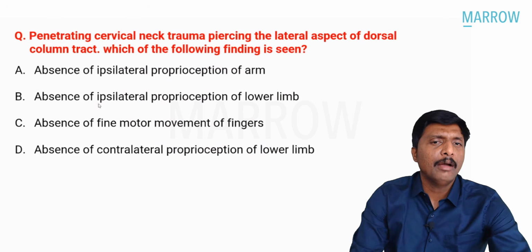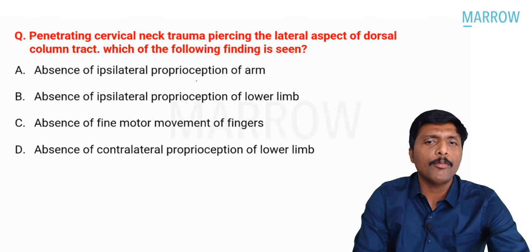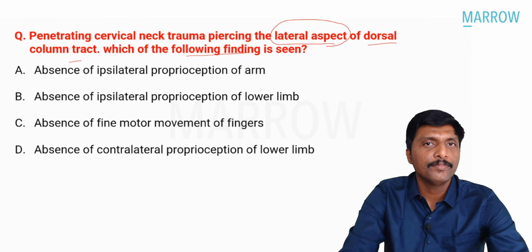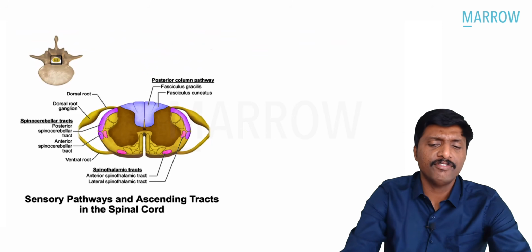Next. Penetrating cervical neck trauma, piercing the lateral aspect. Circle this lateral aspect. This is the brand new question they asked here. Dorsal or posterior column tract. Which of the following findings is seen? Let's understand this with the help of a diagram. I told you it's a brand new question. Again, the application of a basic fact. I will tell you that basic fact, guys.